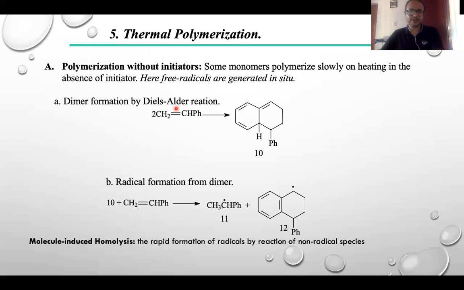Okay, now here it says that it's a molecule induced homolysis. So rapid formation of radical by reaction of non-radical species. So there is no radical here. So it's just a rapid reaction of these monomers with itself, leading to certain adducts which can easily undergo radical formation, which in turn can activate the monomer. So this is also referred to as the molecule induced homolysis. So the styrene molecule itself is inducing a homolysis, leading to the formation of an activated monomer. Okay, so this is a very good example where we are not using any external reagent for generating the radical.